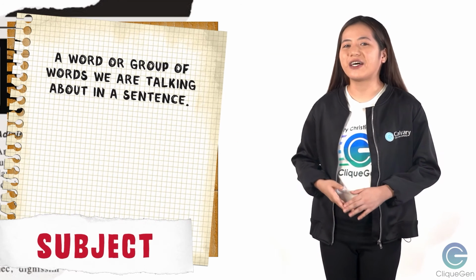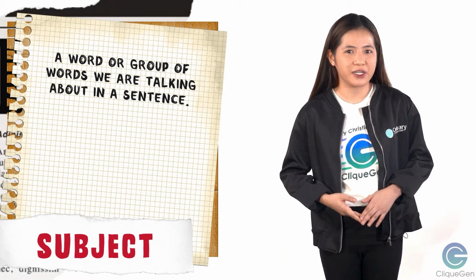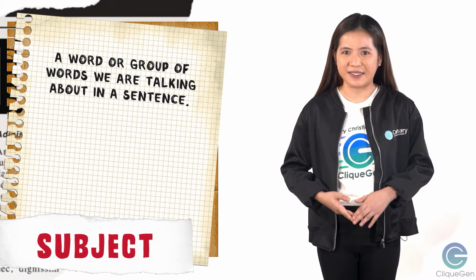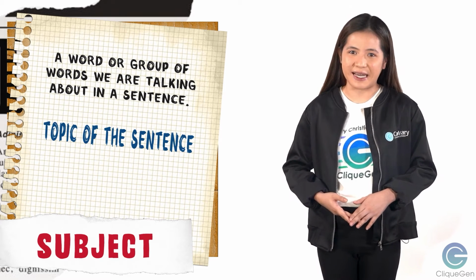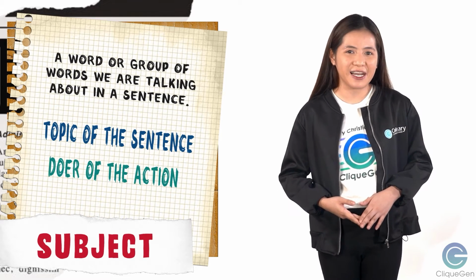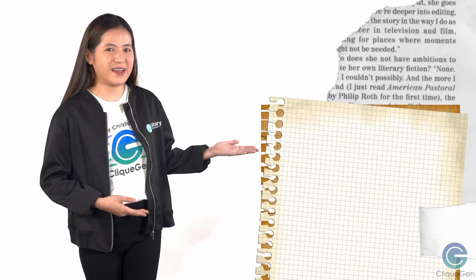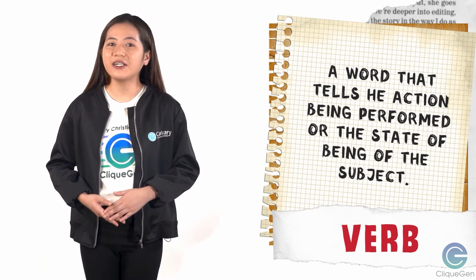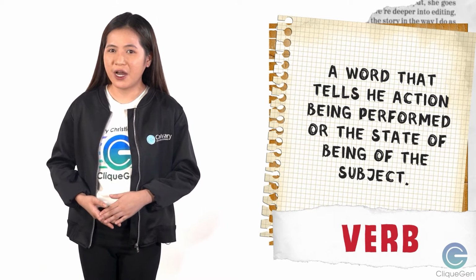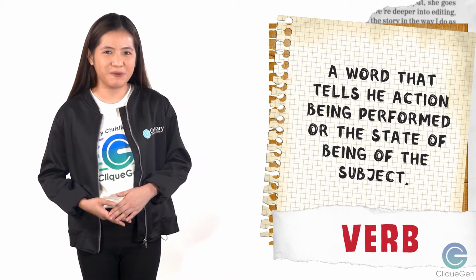Subject. A subject is a word or group of words we're talking about in a sentence. It can be the topic of the sentence or the doer of the action. Verb. A verb is a word that tells the action being performed or the state of being of the subject.